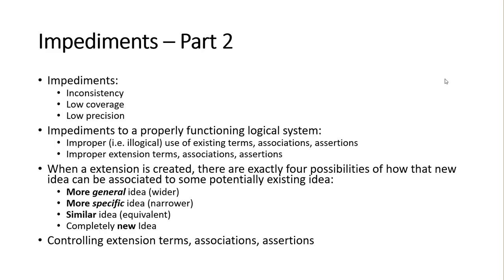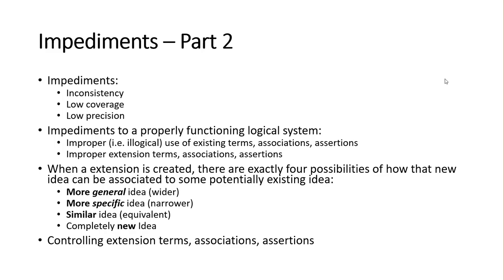In this video, I want to talk mostly about extensions. But keep in mind that there are two ways that you can make your system incorrect. You can improperly use existing terms, associations, or assertions, or you can create extensions of terms, associations, and assertions that are improper.